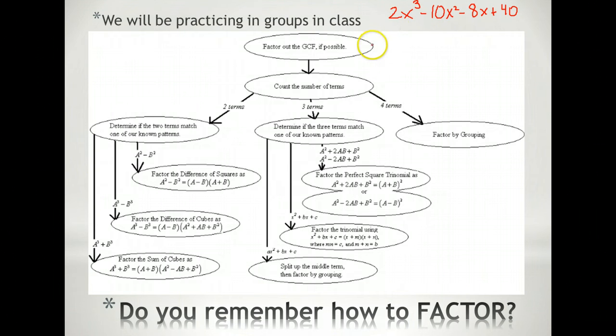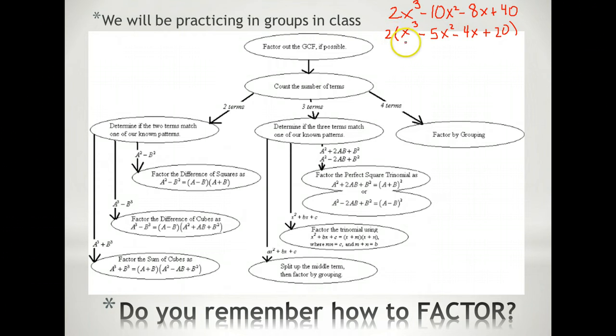So the first step whenever we factor is to look for a greatest common factor in every term. And there is one. Since each of these terms are even, I know that 2 must be a common factor. Now, it's not necessarily the greatest common factor, but it's a good place to start. So I'm going to factor a 2 out. So that means divide each term by 2. So 2x cubed divided by 2 is x cubed. 10x squared divided by 2 is 5x squared. 8x divided by 2 is 4x. And 40 divided by 2 is 20. So that's step 1. Now I'm going to basically ignore the 2.